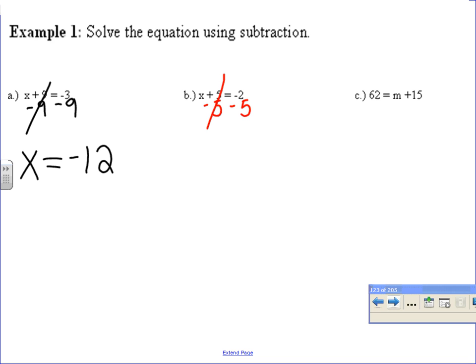5 minus 5 is 0. X is all by itself on the left. Emma M, what's negative 2 minus 5? Good. So you get x is negative 7. Take it back to the original problem. Is negative 7 plus 5, Zach, negative 2? Yep, so you know that's right. You with me? Annalise, you still have a question?